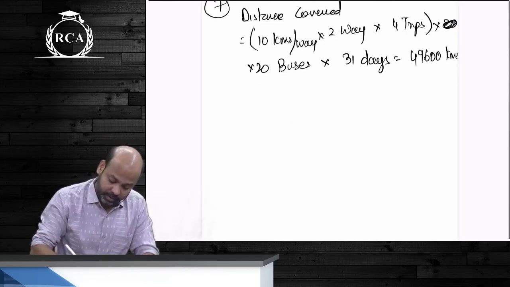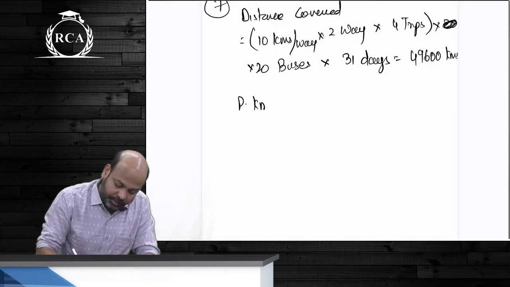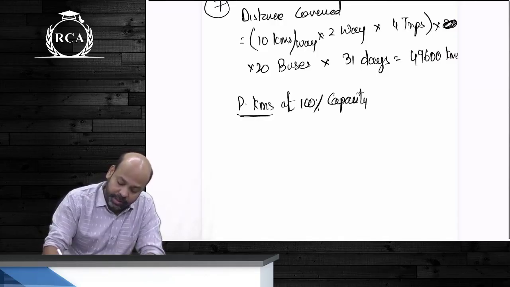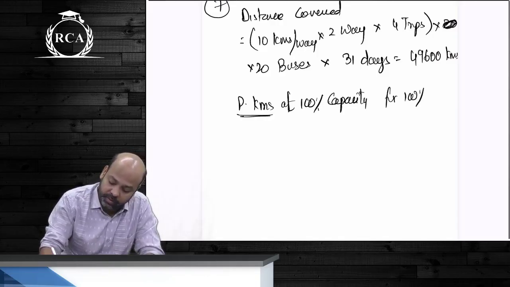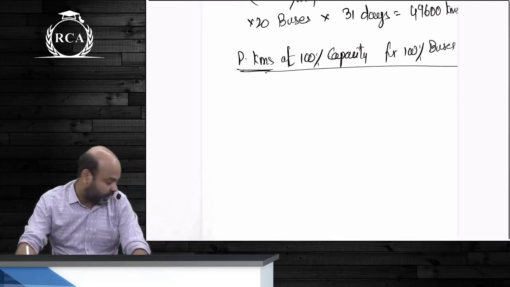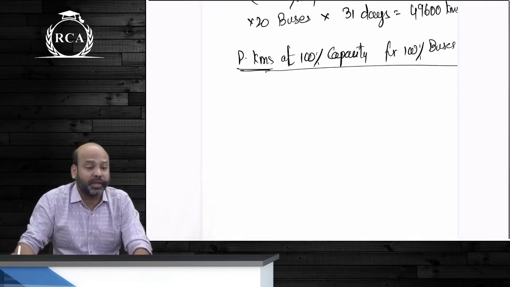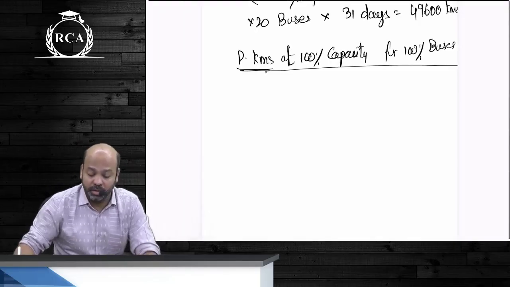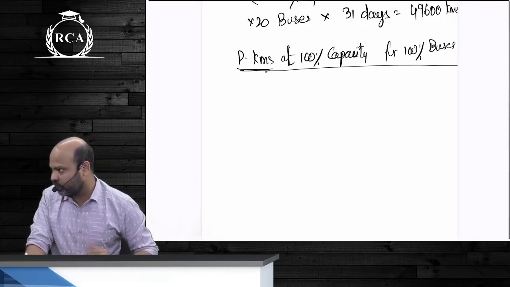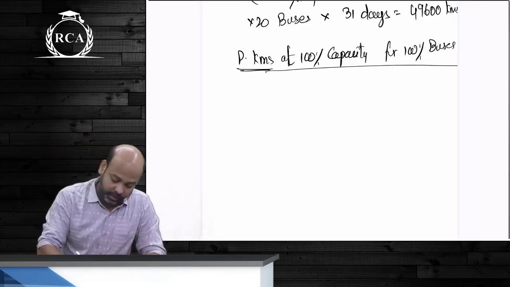Or what I'll do, beta, is I'll cover passenger kilometers at 100% capacity. It's easier to understand this way. And for 100% buses, what if all the 25 buses were plying at 100% capacity? What will be the total number of passenger kilometers? I will first do it per day, and then we'll multiply by 31 days.